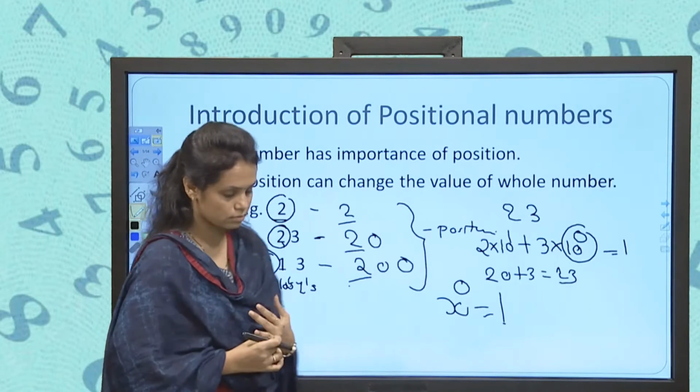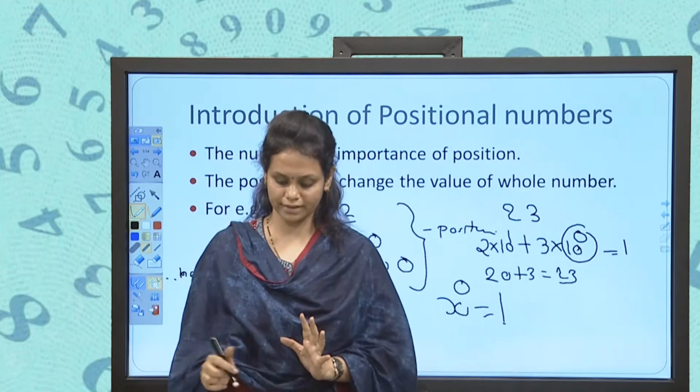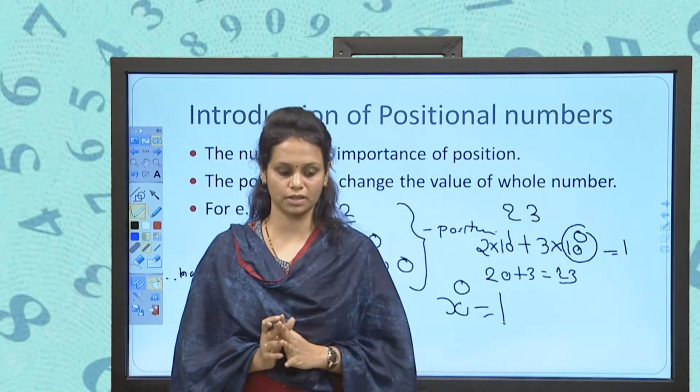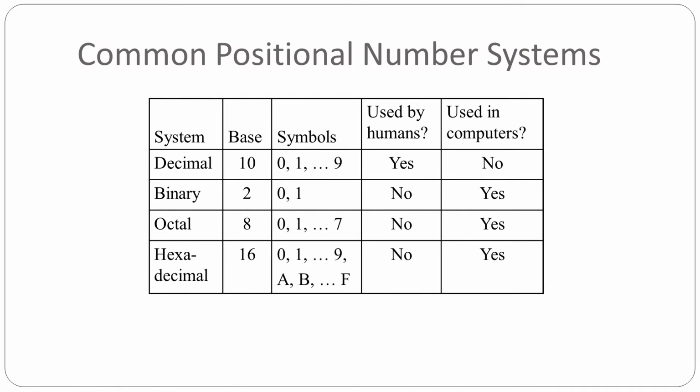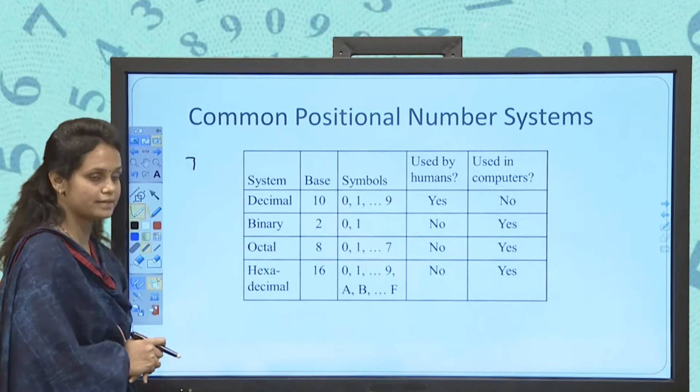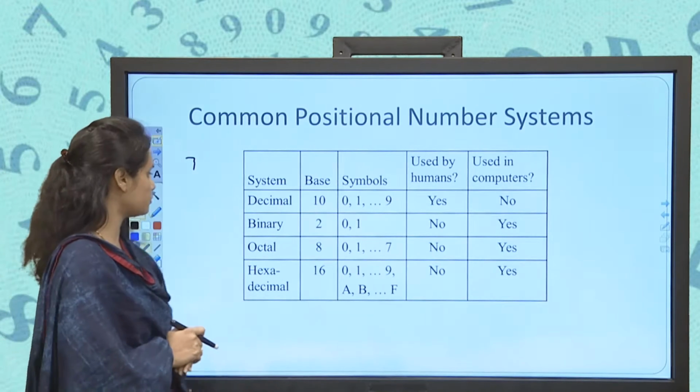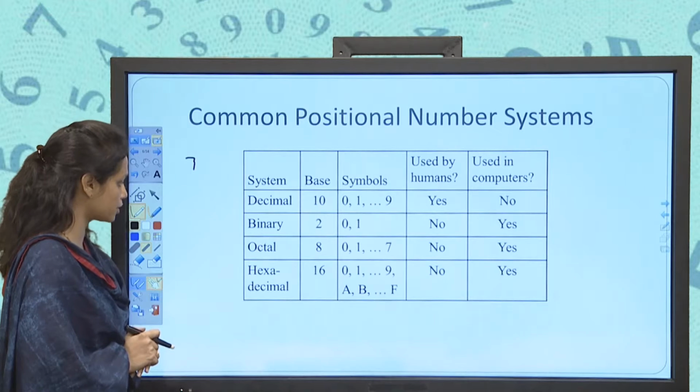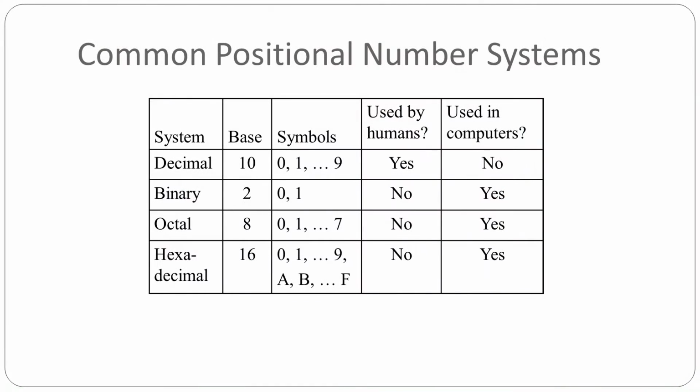See, now there is not only one positional number, that is the decimal number. There are other positional numbers. These are the common positional numbers. First one is the decimal, that we already saw. Second one is the binary. Third one is the octal. Next one is the hexadecimal.